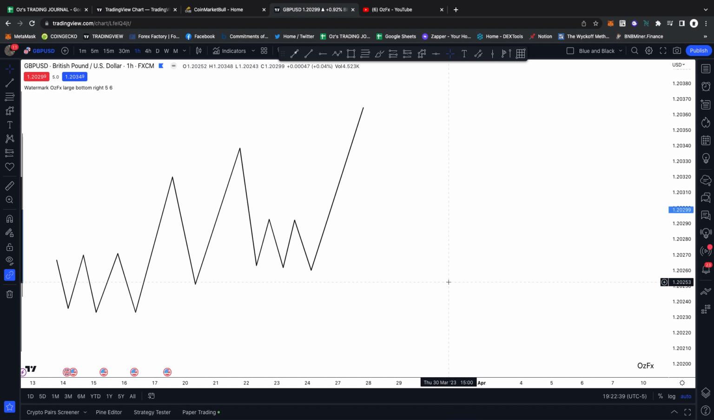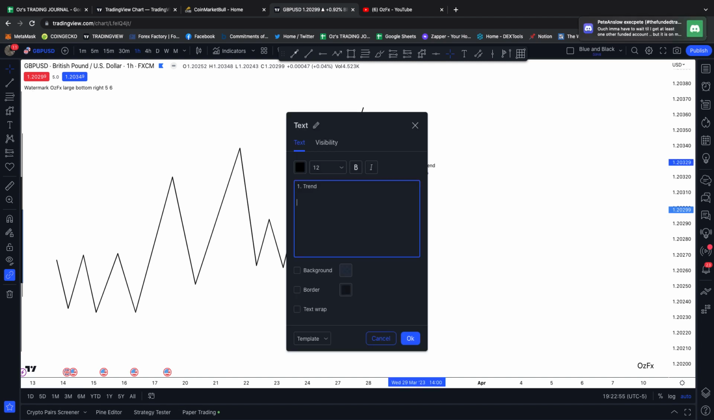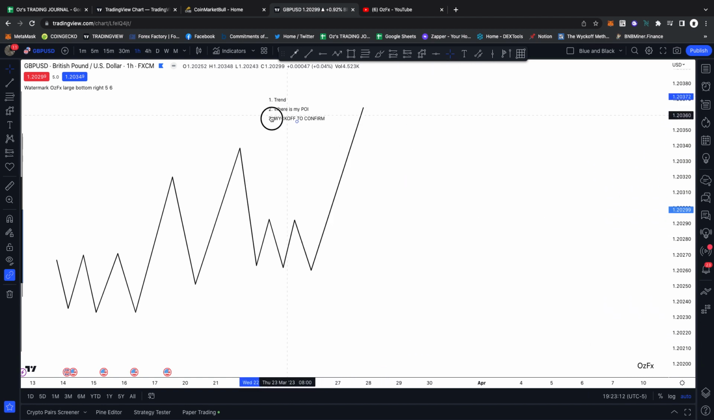And so the way that I use Wyckoff is, what you need to use Wyckoff first is you need to know the trend, right? So first is trend, and then you need to know where is your point of interest? Where is my POI? Okay, and then 3, this is where you use Wyckoff to confirm. So we're just going to put this over here just so that you remember that, so that you can see it the entire video and ingrain it into your mind.